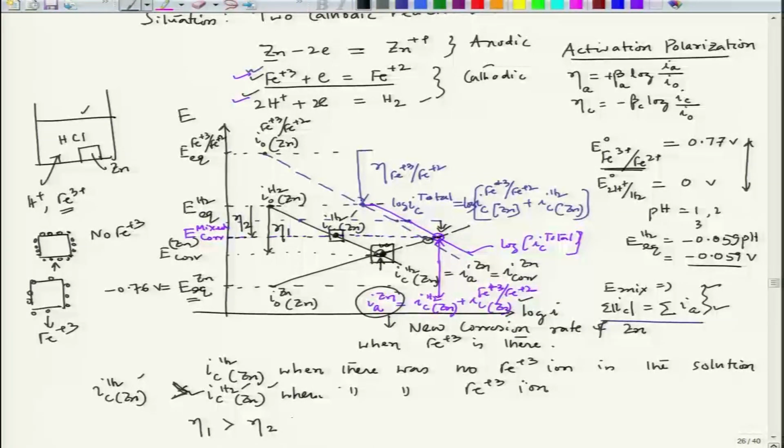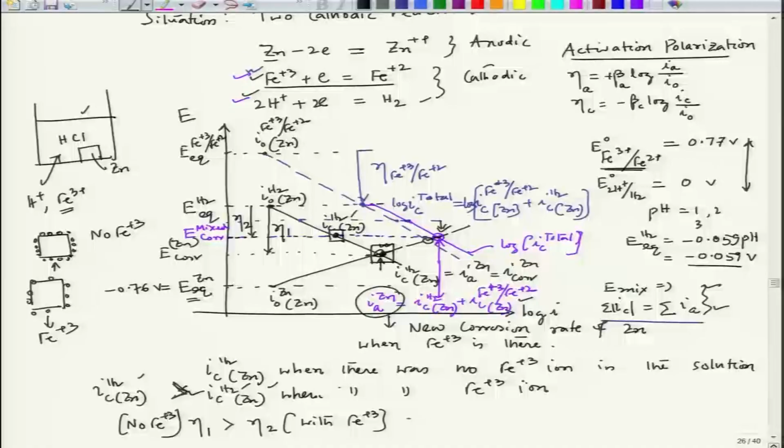So, this is corresponding to with Fe+3 and this is corresponding to no Fe+3. Okay. So, now which one is larger? This one is definitely larger. That means once we have added Fe+3, the total polarization for the hydrogen evolution reaction on the zinc surface has gone down. So, we can say that it has got depolarized.